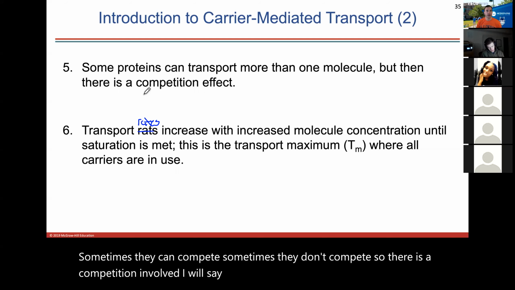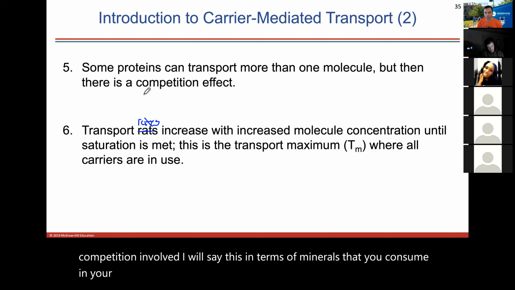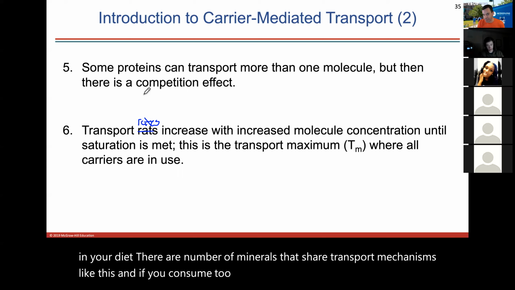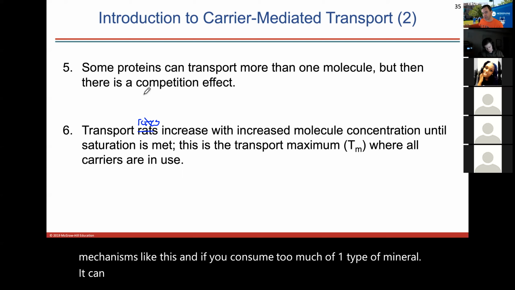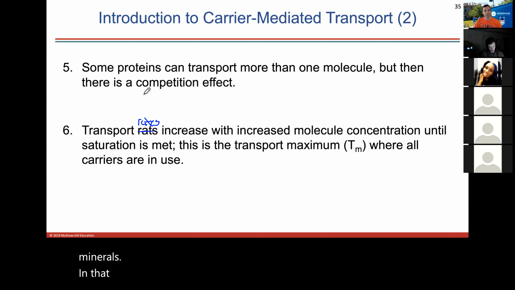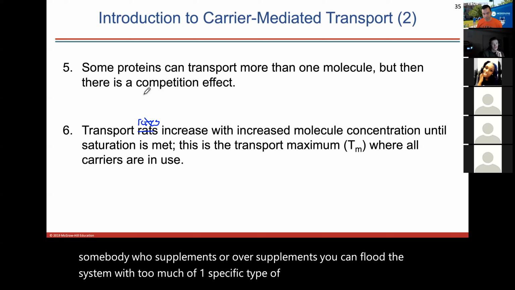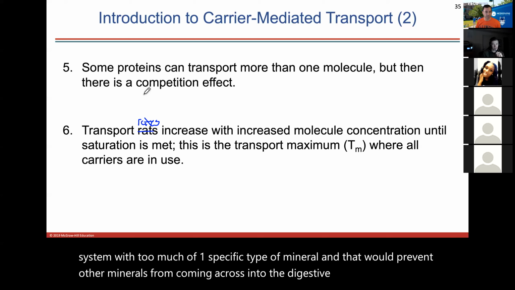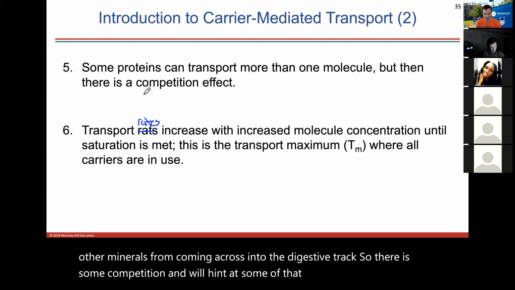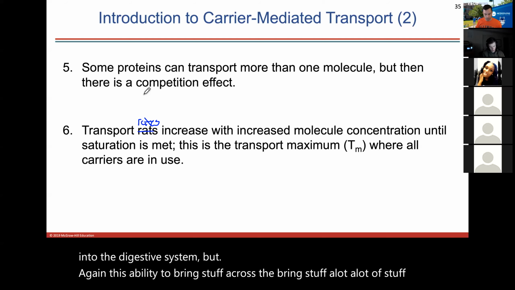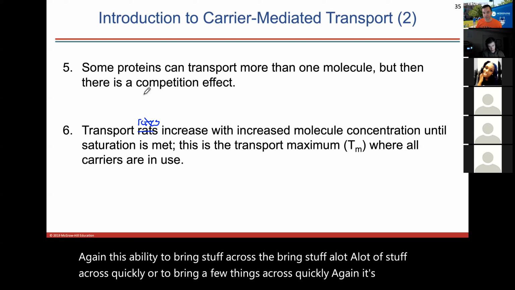I will say this in terms of minerals that you consume in your diet. There are a number of minerals that share transport mechanisms like this. If you consume too much of one type of mineral, it can affect other minerals as well, and you can become pretty deficient in minerals in that regard. So having a varied diet really helps to limit that. But if you're somebody who supplements or over supplements, you can flood the system with too much of one specific type of mineral, and that would prevent other minerals from coming across into the digestive tract. So there is some competition that exists, and we'll hint at some of that when we get into the digestive system. But again, the ability to bring a lot of stuff across quickly, or a few things across quickly, is dependent upon the number of carriers that are present.